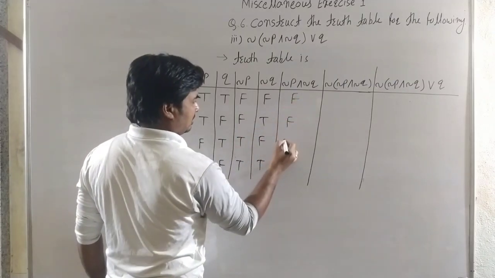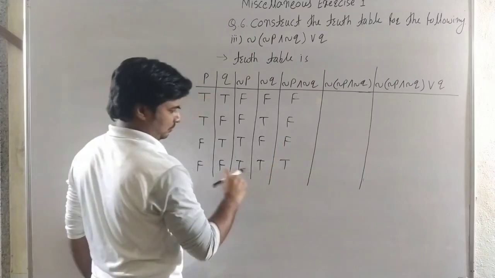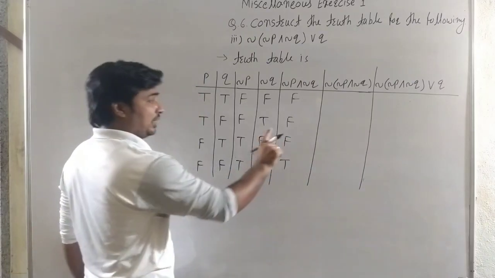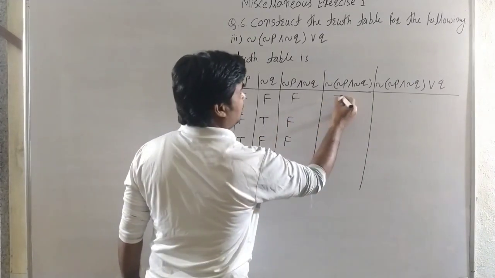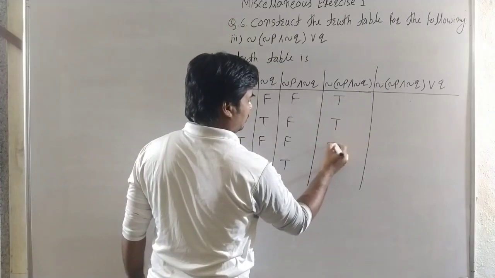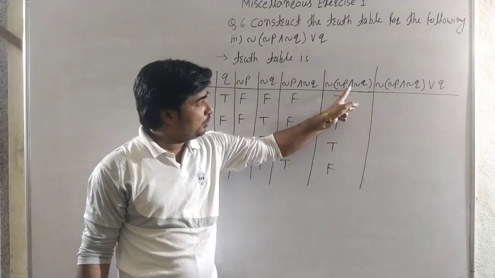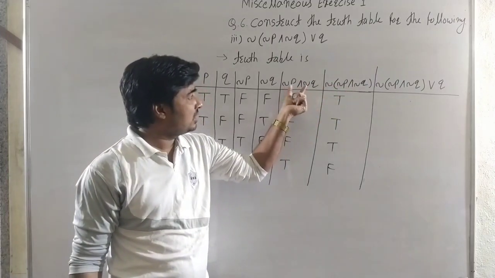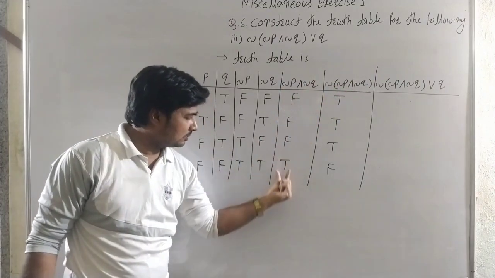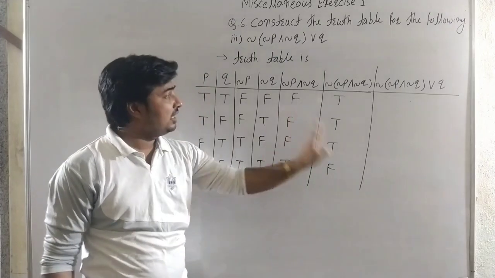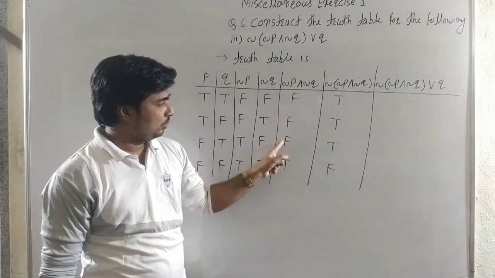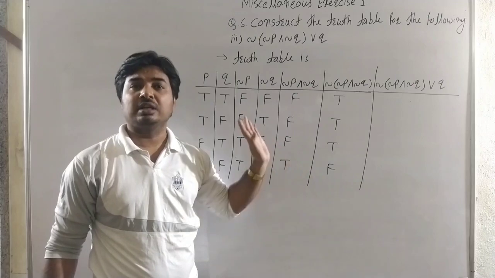False, false, false, and it is true. Okay, see carefully this. Now the negation of this statement is true, true, true, and it is false. Here we want to find the negation of negation P and negation Q. It is negation P and negation Q, and here its negation is true, true, true, and it is false.